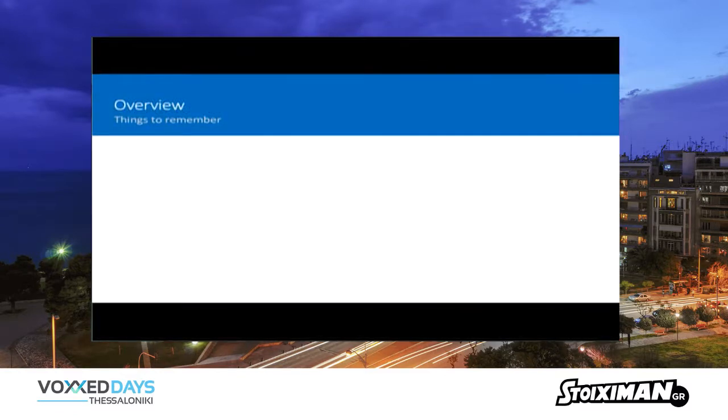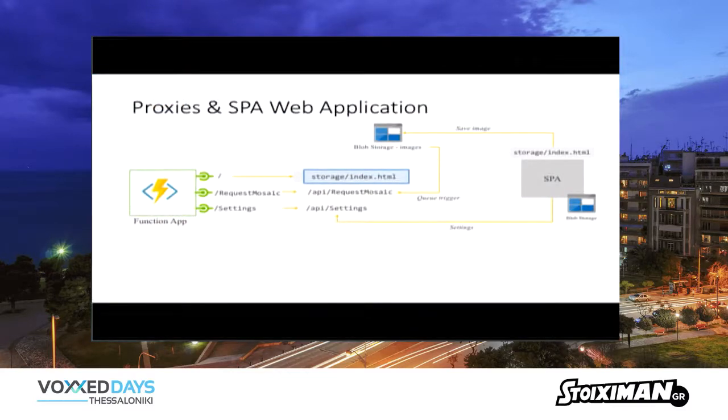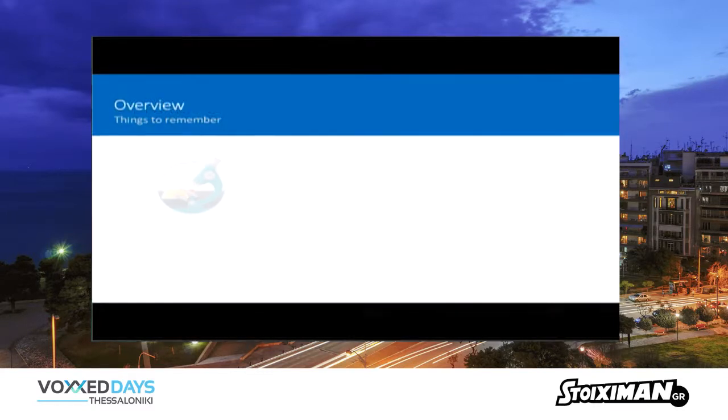Here is the structure of the Mosaic application: you have another storage account where you just put an HTML file, and a proxy in another function that takes this content to serve it, and two functions that listen to the API request Mosaic and API settings requests, where you get your final result.